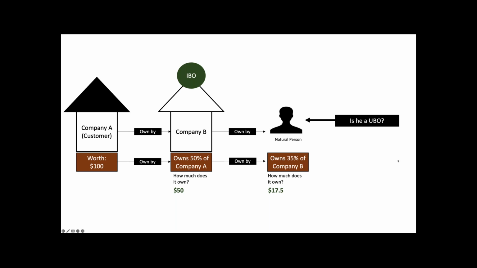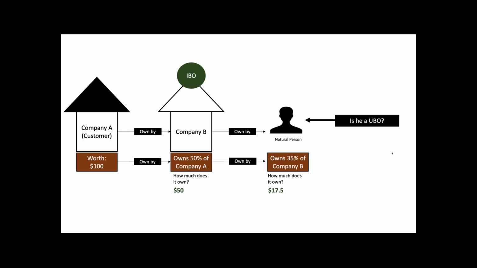He's a UBO. He has 35% of company B. I think it's a UBO. He owns more than 25% of company B. Also, the guys that are saying it's a UBO, if he's a UBO, that means he must own 25% or more of company A, is what you're saying. Is that what you're saying, you guys that think it's a UBO?